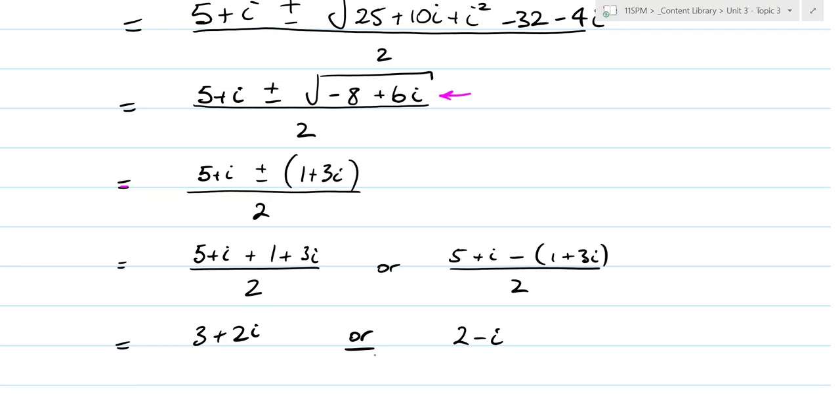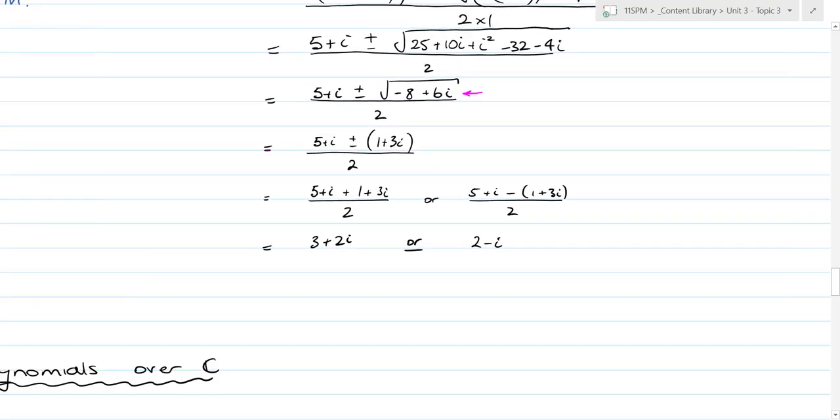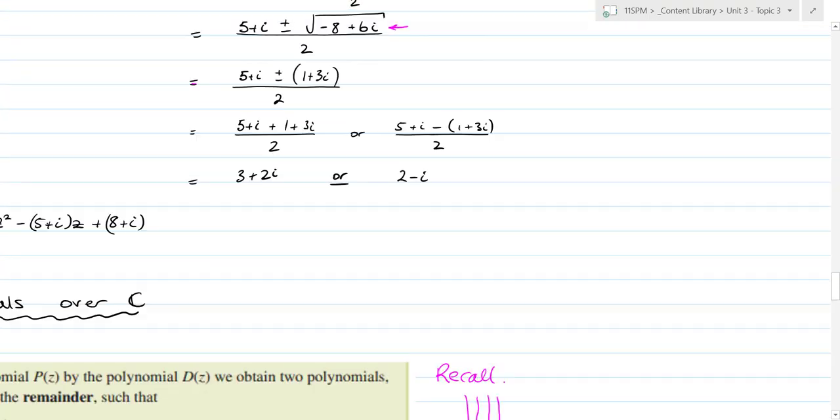I'll just finish the question. Therefore, z squared minus (5 plus i) z plus (8 plus i), they were the right numbers, weren't they? Yep. Is equal to (z minus (3 plus 2i)) times (z minus (2 minus i)). And you see the complex conjugate theorem doesn't hold in this case because I had complex coefficients. So I've got to be careful with that.